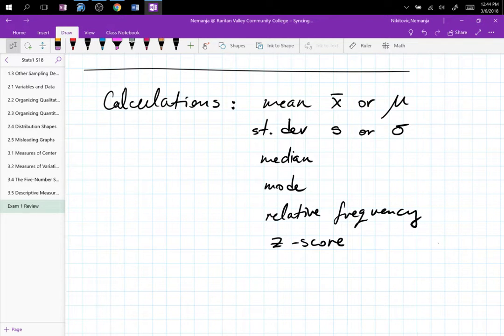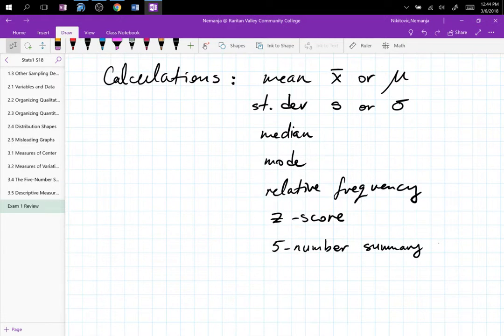Since I put the median, there's also the 5-number summary. It could be a calculation if you have to average the numbers to get it. Random sampling is not a calculation, that's a procedure. And the IQR is coming up. We have the interquartile range and range.